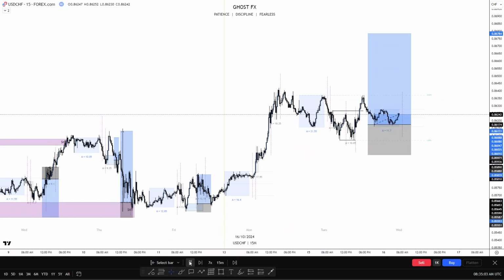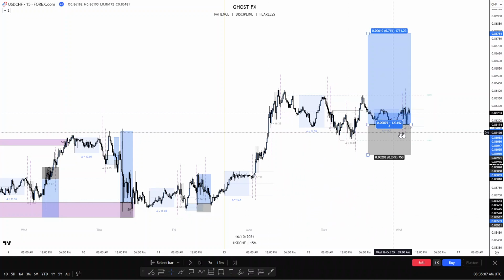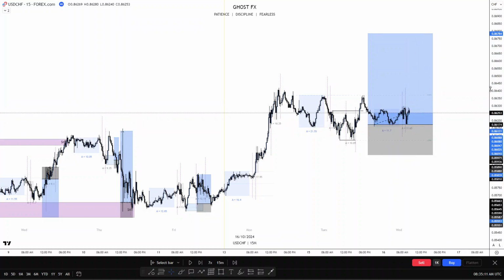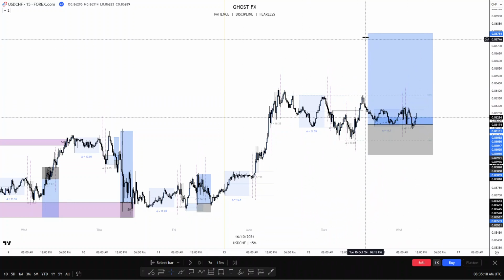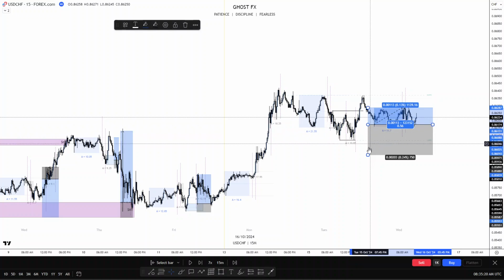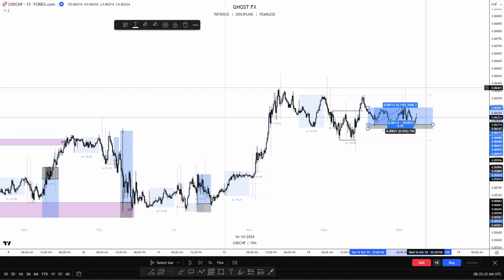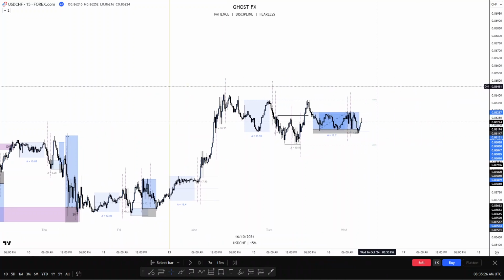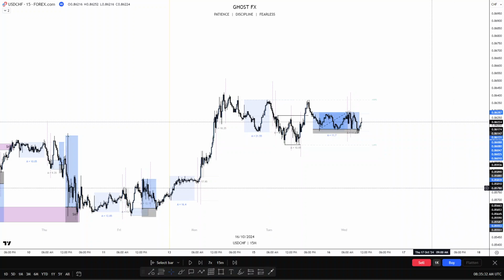So let's see. We get induced to the low or we get induced to the high. So my stop is at break even. Now I get stopped out. So break even trade, no reason to panic. Guys, I'm tired. So we'll end here. I'm just tired.